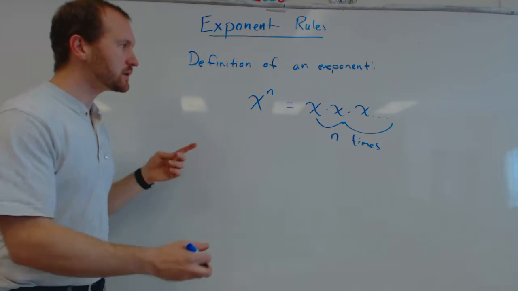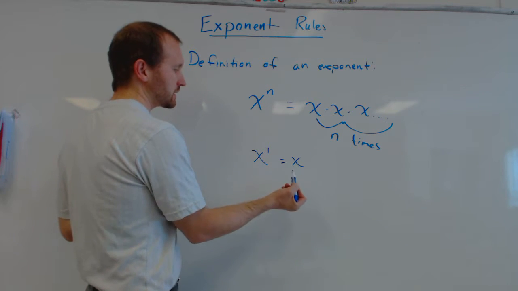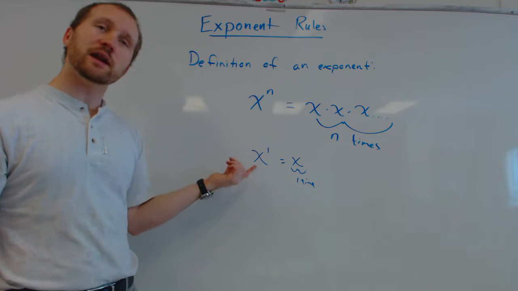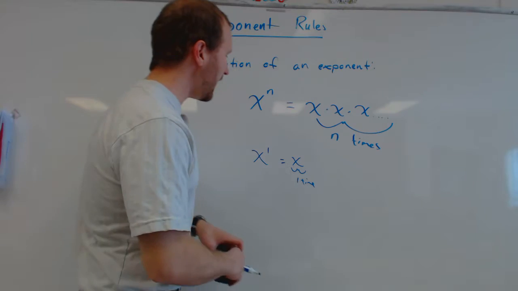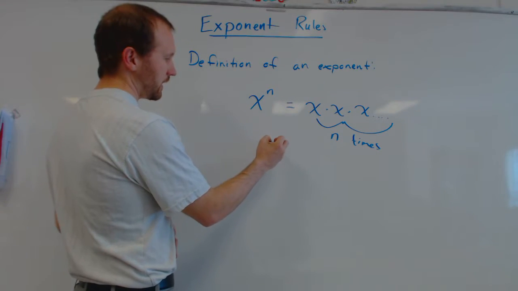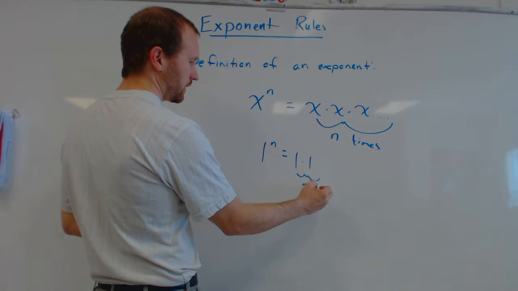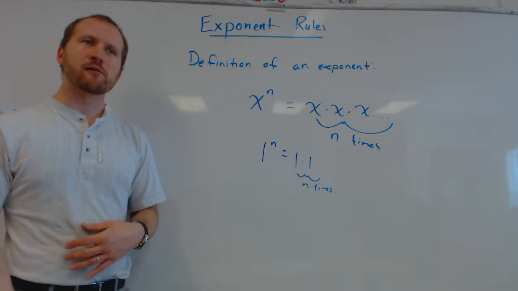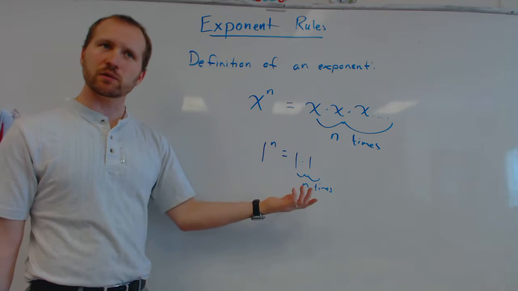Does this work for 1? Let's try it. If we had x to the 1, that would equal x times itself 1 time. So it does technically work for 1, right? What if the x is the 1? Does it work if x is 1? 1 to the n power would be 1 times 1 n times. So technically it works. But really, 1 to any power is just going to be 1.